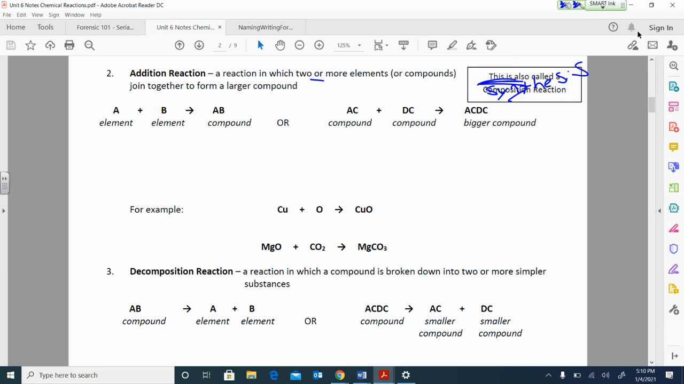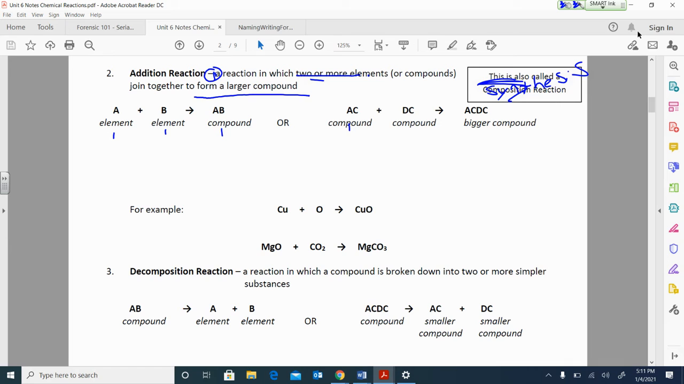Okay, so a reaction in which two or more elements, so it could be two or more elements or compounds, it just has to be two or more things, form a larger compound. So two or more things form one, that's important, one larger compound. So it's like I have an element with another element and it forms a compound. Boom. They reacted together, they bonded, have a compound. That's an addition reaction.